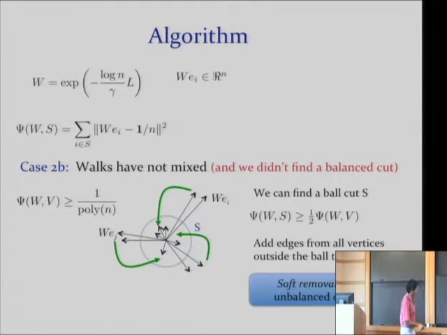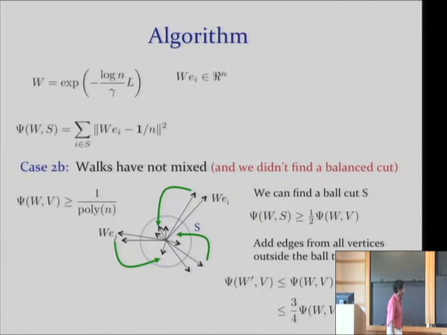So as I mentioned, this will help us sort of soft remove these unbalanced cuts. And what it helps us is that it improves the convergence to stationarity in terms of our potential by a constant factor, right? And we'll start from n at most, and we need to only go down to 1 over poly n. So basically log n rounds would suffice for us.